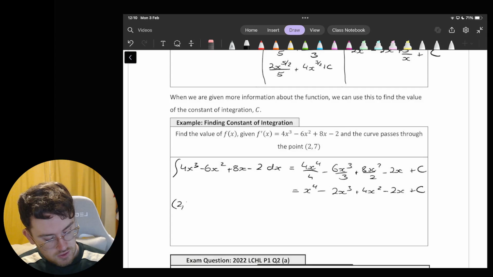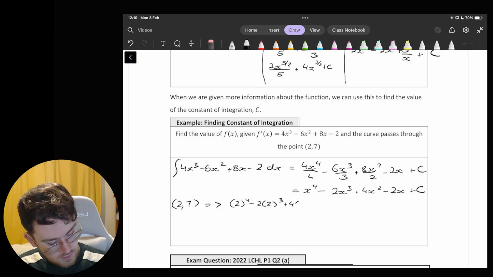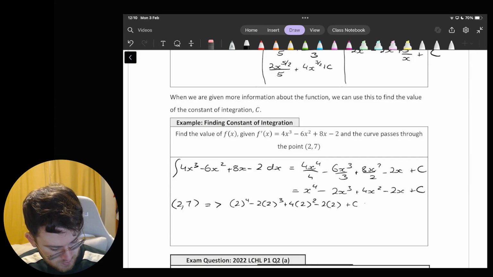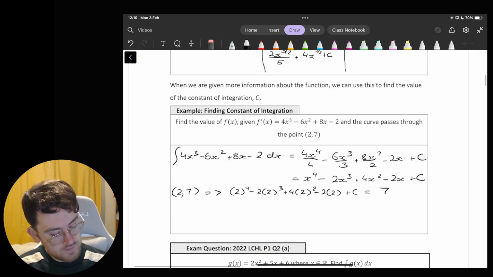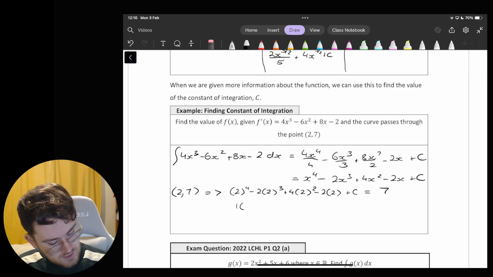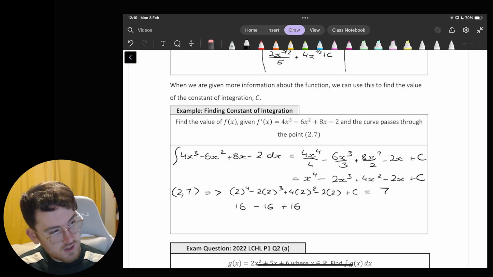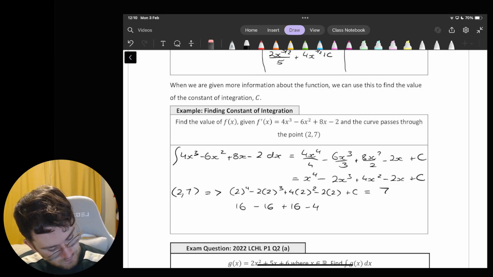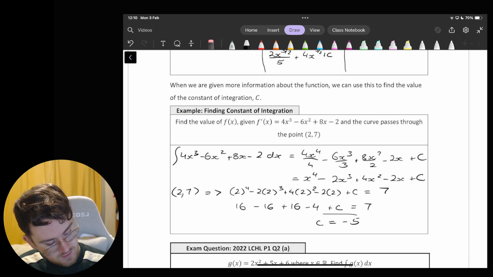And we know that the point 2,7 is on this function here, so I can fill in the value of 2 for x, and note the answer should be 7. So that's going to give me, see, 16 minus 16 plus 16, a lot of 16s, minus 4 plus c equals 7, which means that c equals minus 5.